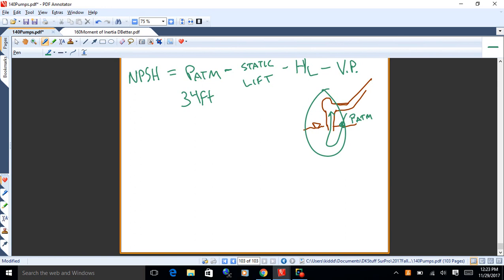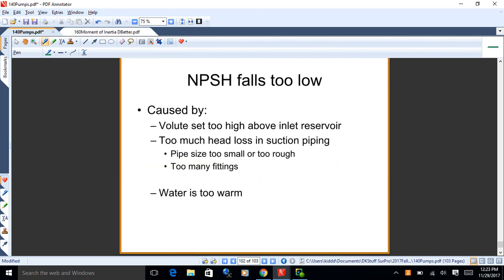All right, now the calculations you should be able to do is TDH and then NPSH. So TDH is for the whole pump. And what you got to do there is take the static lift, which is just how high you're raising the water, and then add in the head loss. Now the head loss is by far the more complicated of the two.